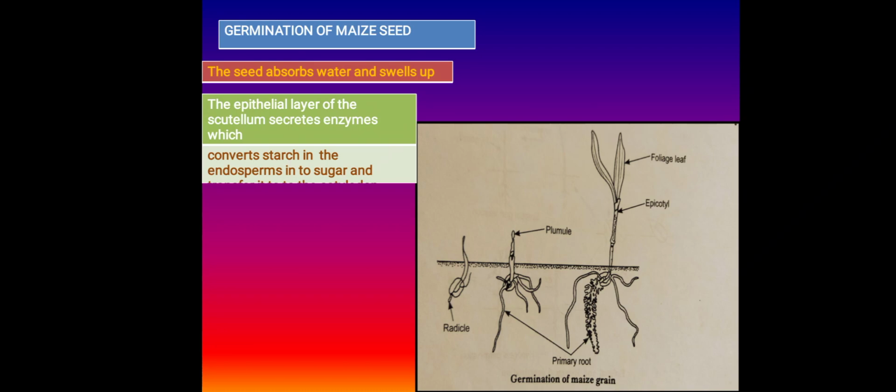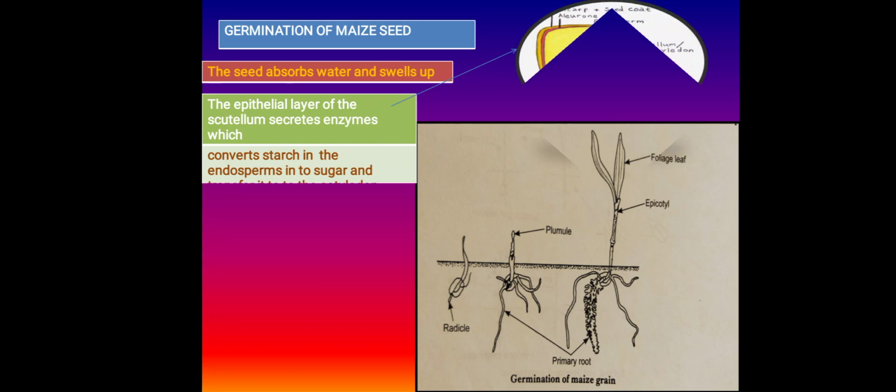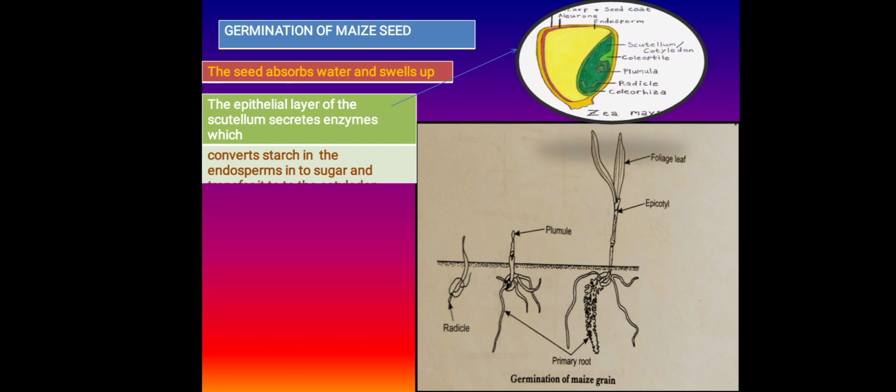The epithelial layer of the scutellum, where do you get this? Over here in case of maize plant. Another name for that is cotyledon. It secretes an enzyme which converts starch in the endosperm into sugar and transfers it to the cotyledon.